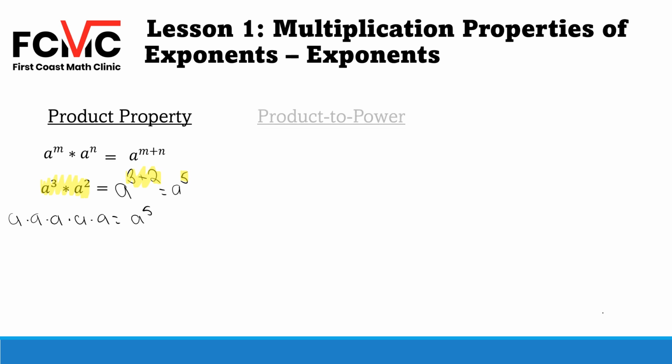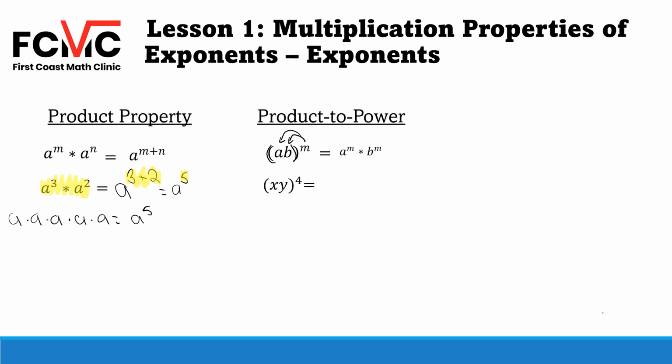All right, next property is the product to power property. So our general example, if I've got a times b to the m power, so this a times b is in parentheses, I'm raising it to the m power. Well, how do I simplify that? I can distribute that m inside the parentheses. Now, this is only if we're multiplying the a and the b together, so this is going to be a to the m power times b to the m power, right? So I'm just distributing that m inside the parentheses. So that's our general example.